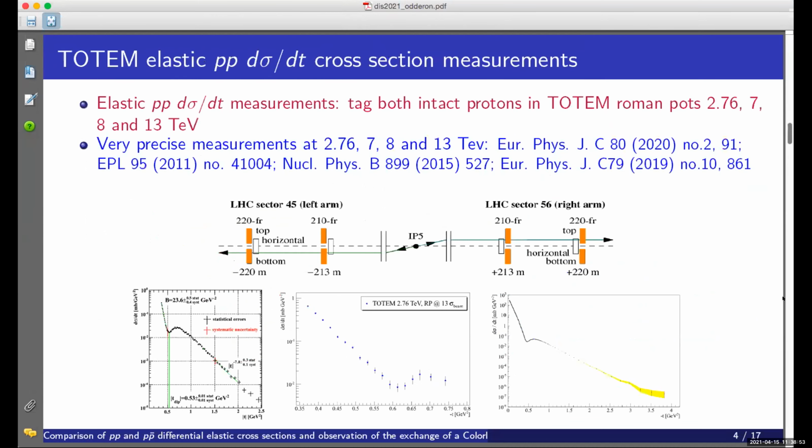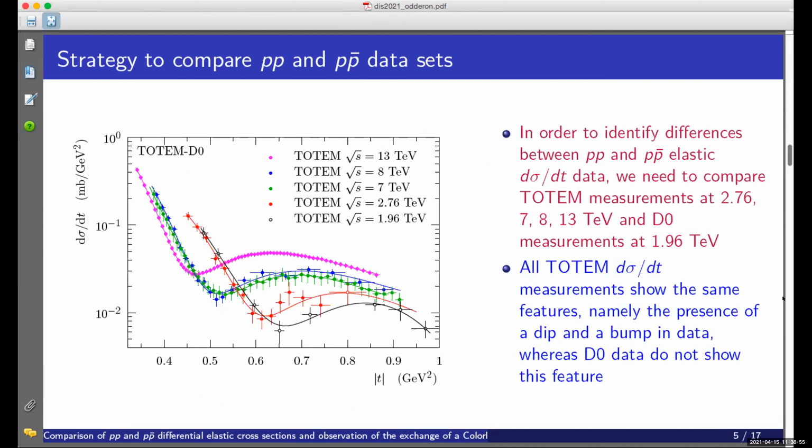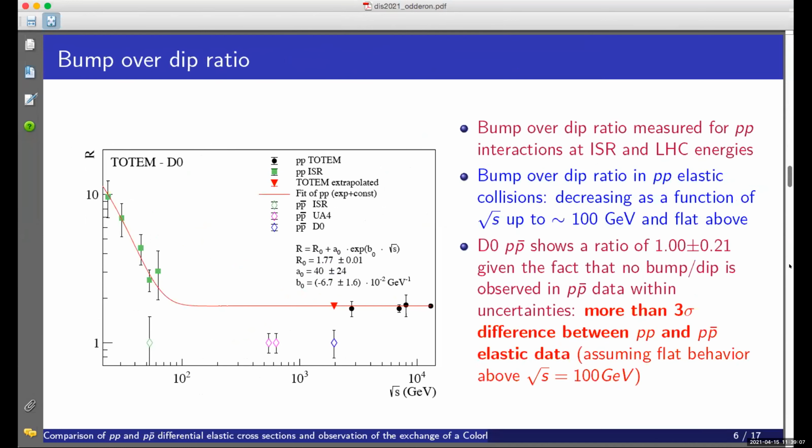So this was basically the general idea to compare both data sets: to quantify in different ways the fact that the data show a maximum and a minimum. The first aspect, which is the easiest one, was to compute the bump over dip ratio. This will be very simple. You do it as a function of square root of S, and you compare the values that are obtained for pp or p p-bar interaction.